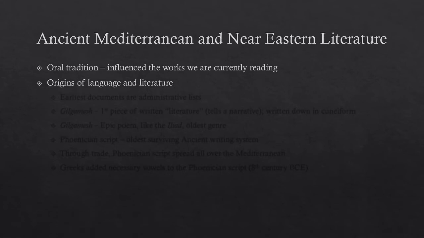And another thing we're looking at here is the origins of language and literature, because we're looking at the development of Western civilization. So you can't have literature without language. So how did language come about? The earliest documents that are actually written down are administrative lists, but we wouldn't really call administrative lists literature, right?